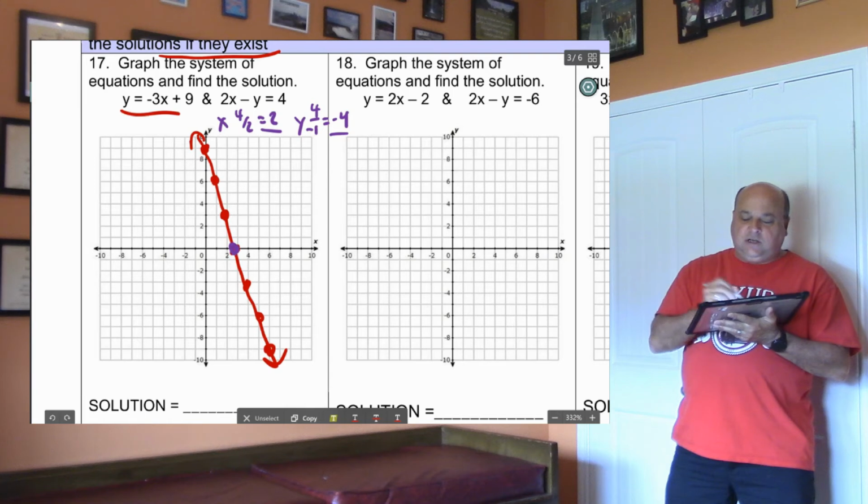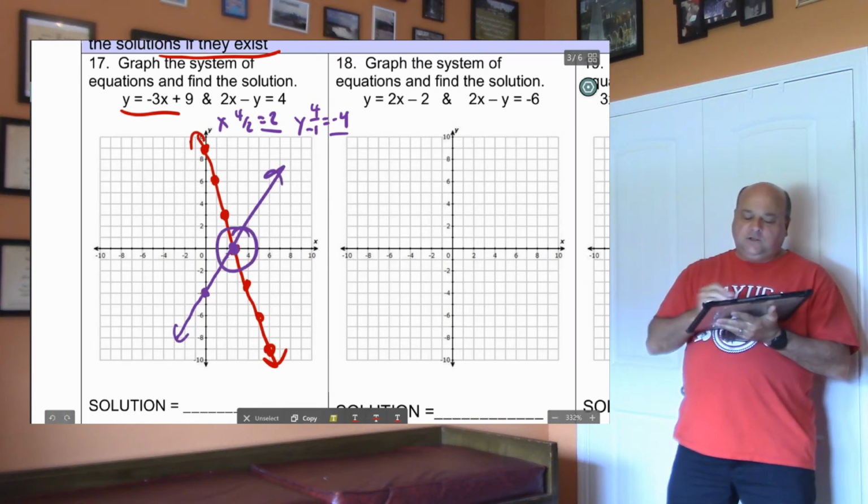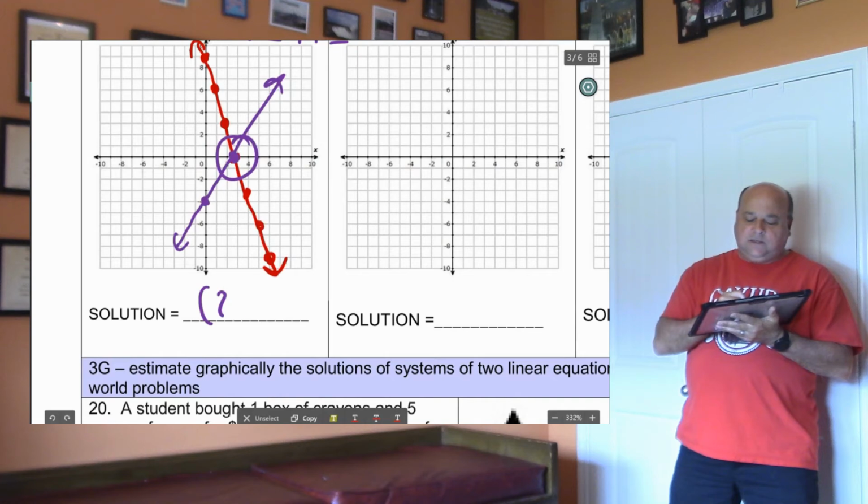So the x-intercept is at 2. The y-intercept is at -4. And if I connect these lines right here, this is the intersection point. So the intersection point would be (2, 0).